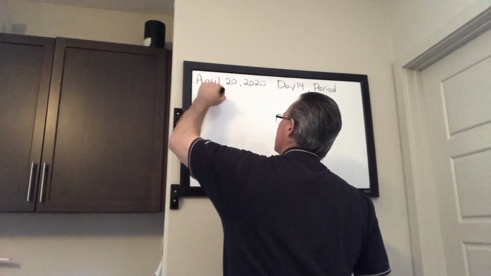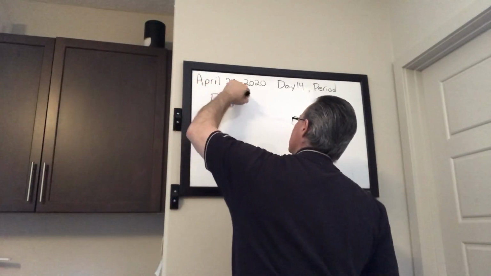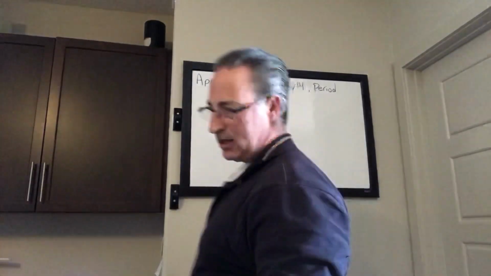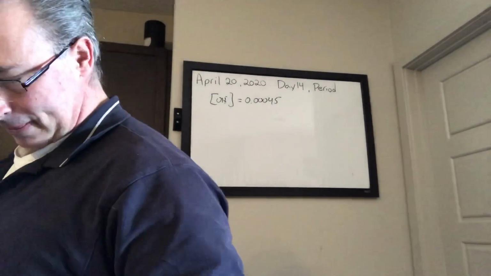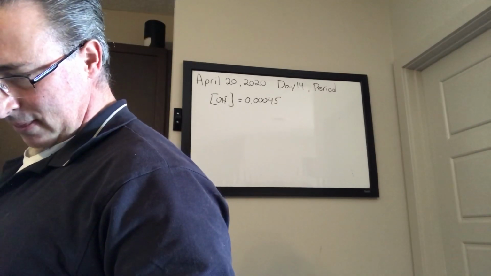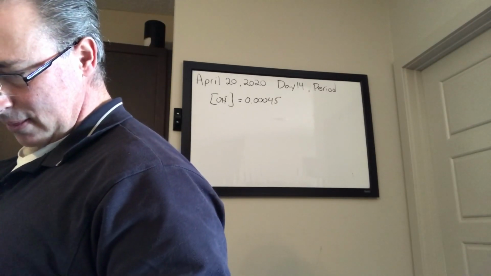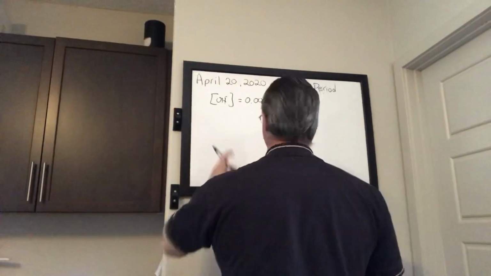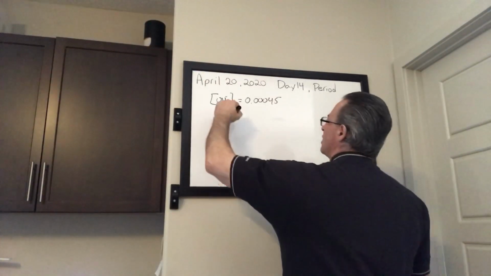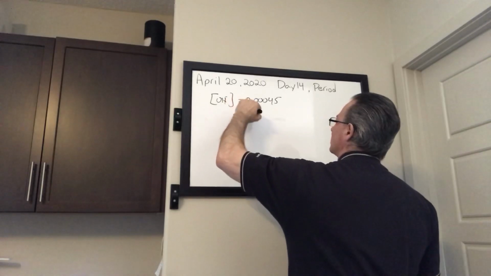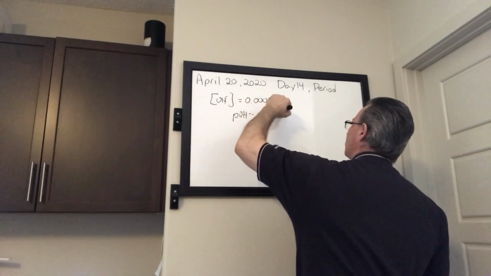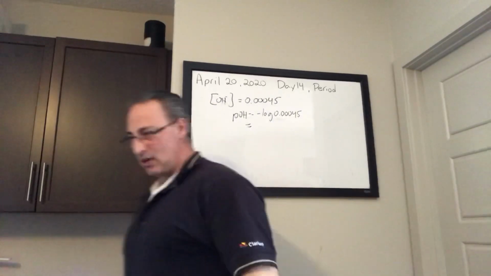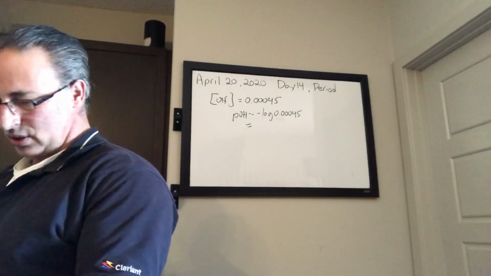If the OH minus concentration is 0.00045, they're asking whether it is acidic, basic, or neutral. Oh, we'll go a little further than that. This is clearly a basic solution, so we can say pOH is equal to negative log of 0.00045.